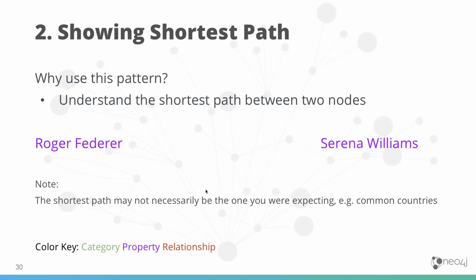The note here is that the shortest path may not necessarily be the one you were expecting. So if you had customers in different countries, and you're interested in the orders of those customers, going back to our Northwind example, and the products that they have bought through those orders, and you're trying to figure out the common products that they may have bought, well, they might be related by a common country, and that might be the shortest path between them, as opposed to the products.